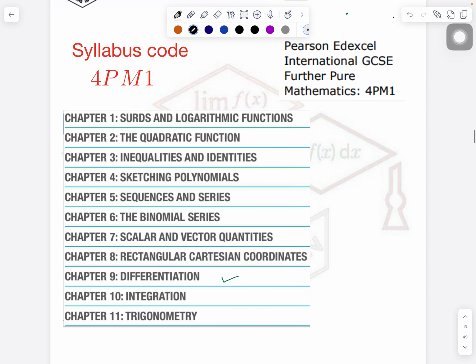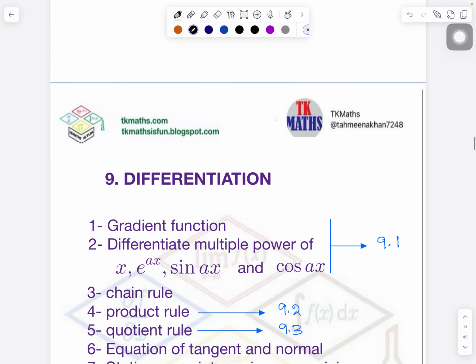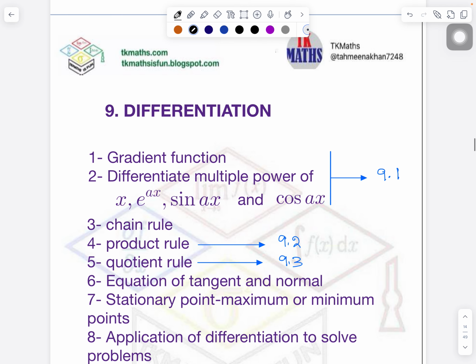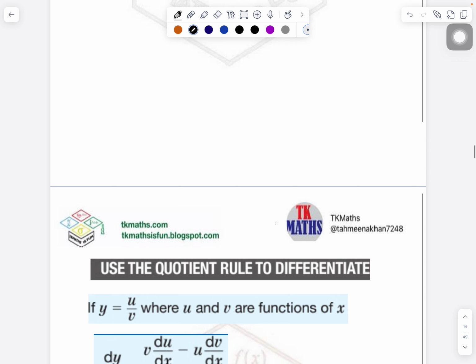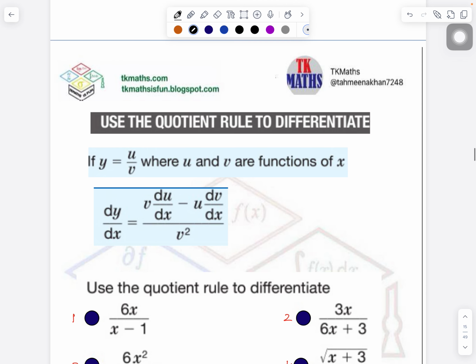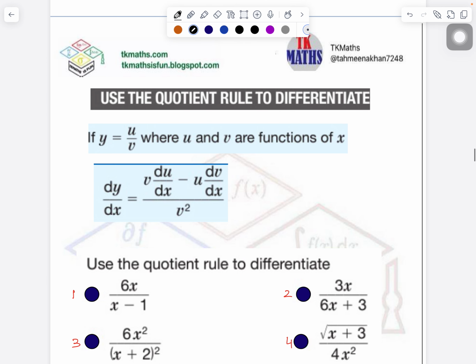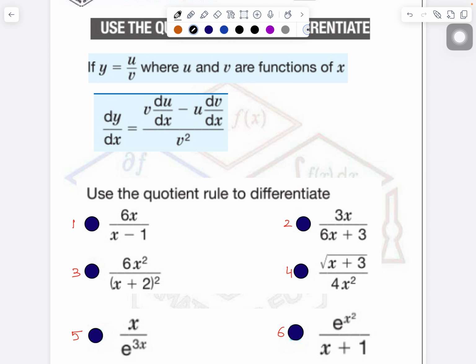And you can find in the playlist all the topics I am making videos on, and in this topic we will continue with the quotient rule. So now, what is a quotient rule? When two functions are divided, then we apply the quotient rule to differentiate them. I have taken here the example of a few functions so that you can understand in which type of functions you have to apply the quotient rule.